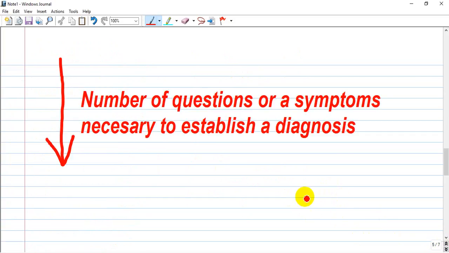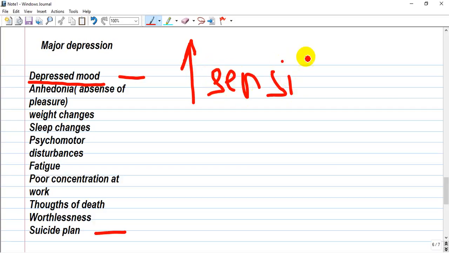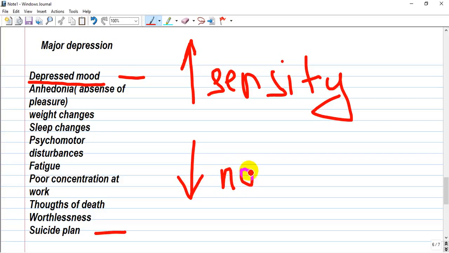And the second case is if we decrease the number of questions or symptoms necessary to establish a diagnosis. For example, if previously 4 questions were necessary, we now need only 2 of them to establish a diagnosis. What will happen? Everyone can have a depressed mood from time to time, and it will give an increased sensitivity of the test. So very sensitive. Everyone can be a potential person with major depression, but instead it is a very non-specific test, with decreased specificity.